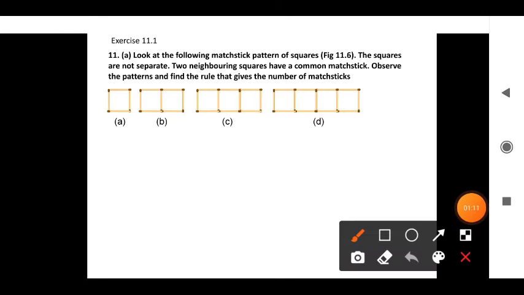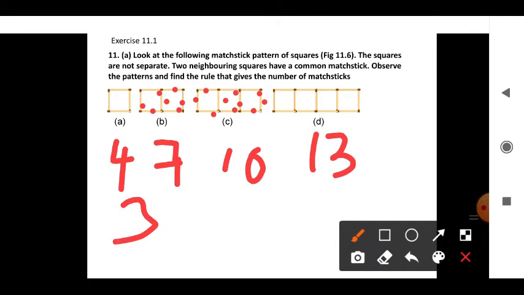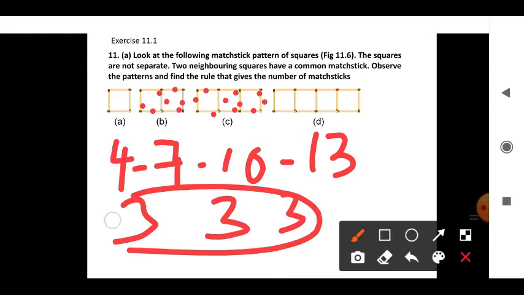Let me count. See here, for the first it is 4. Here 1 2 3 4 5 6 7. It is 7. Here 1 2 3 4 5 6 7 8 9 10. This is 10. This is 13. See here, you can observe the difference. 7 minus 4 is 3, and 10 minus 7 is 3. 13 minus 10 is 3. See, the difference is 3 only.